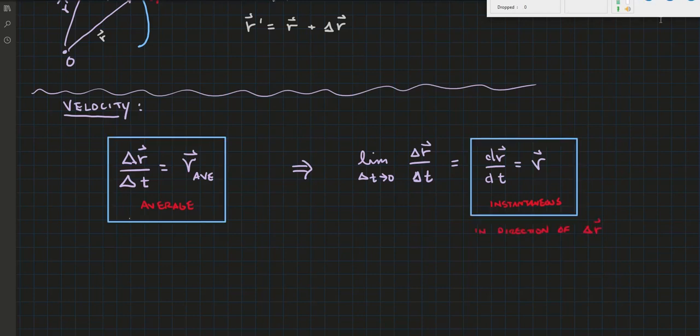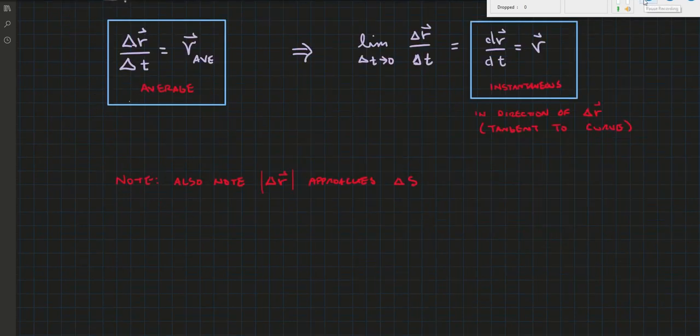Notice this occurs in the direction of delta r, which is tangent to the curve. So also note that the magnitude of delta r approaches delta s, again, as delta t approaches 0. So this delta s is the arc length change, or the change in arc length.